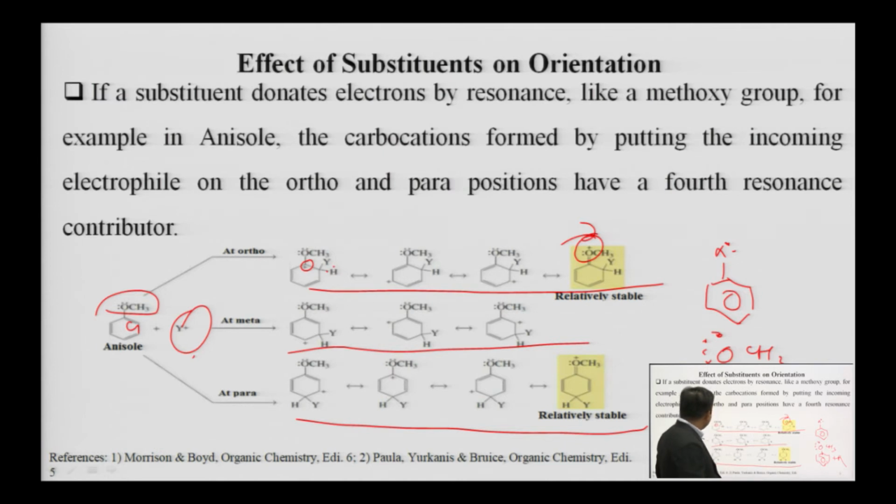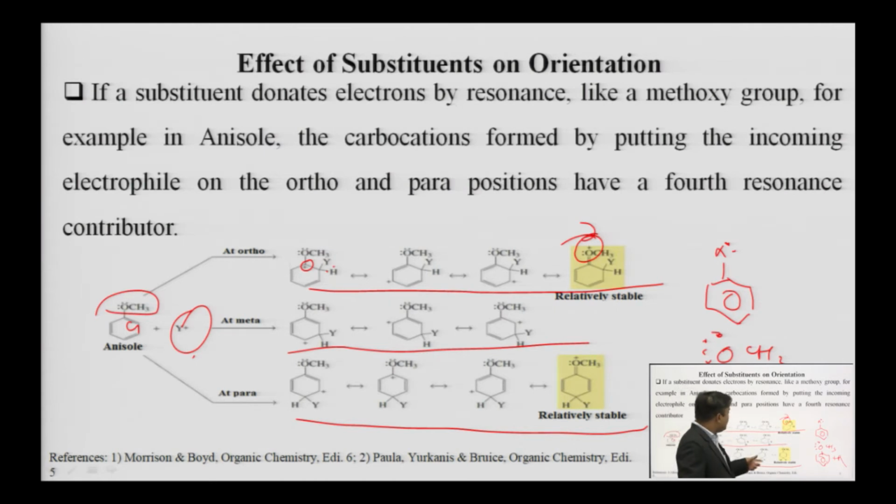So, you can see that when closely examining the resulting intermediate carbocation, two things are there. Number one, the number of resonating structures in the case of ortho and para positions is more. So, the product after ortho and para attack of the electrophile will be the major product, and the number of resulting carbocations is more.